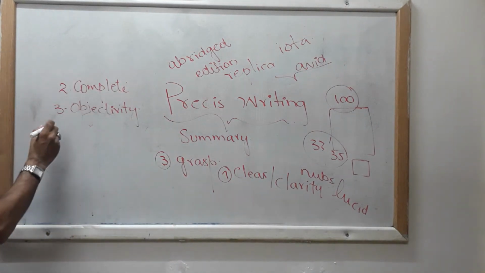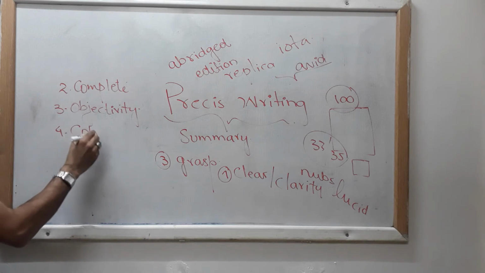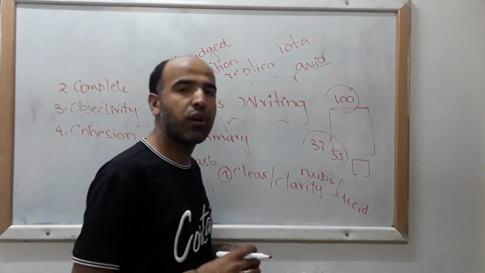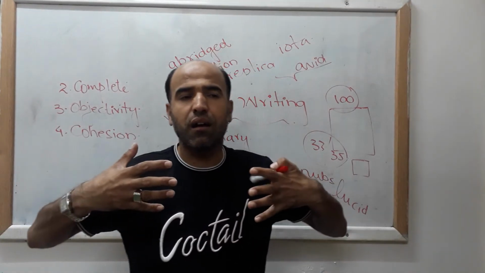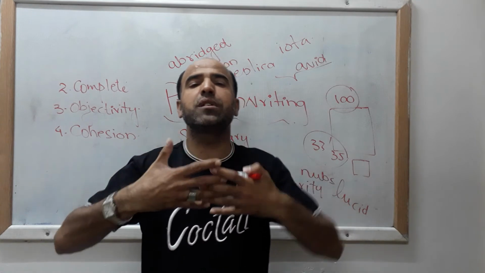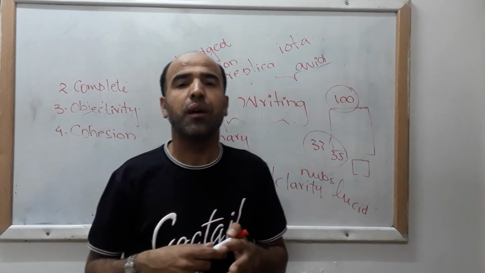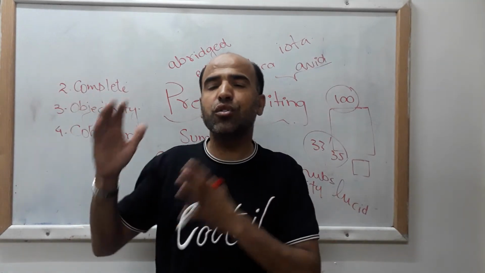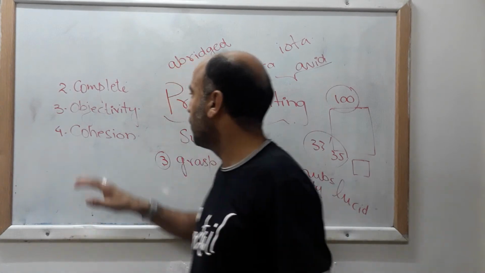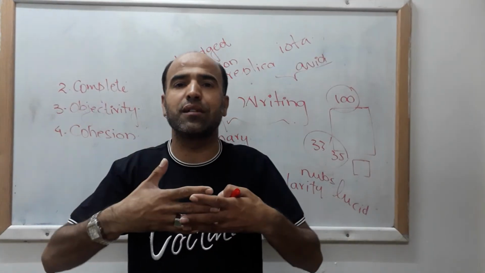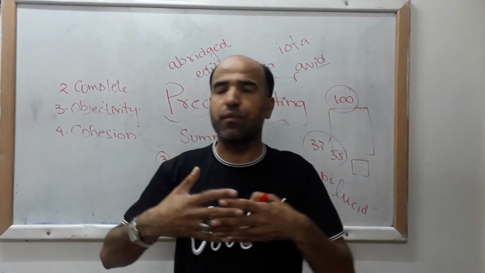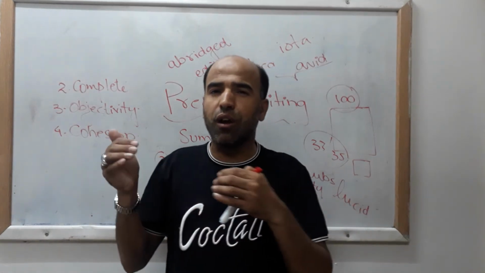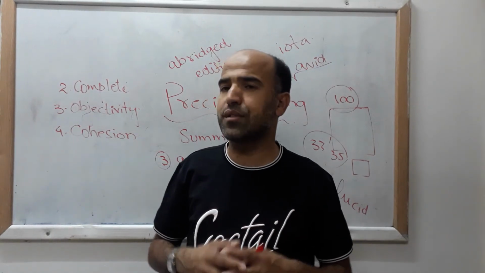Now, number 4 is cohesion. What is cohesion? Cohesiveness. Cohesion means there is a rational link between the sentences or the paragraphs. Whatever you are saying, or what you have been saying, there should be connectivity. This is a word, connectivity, among the sentences or the paragraph. Something you have started writing, there should be a rational or logical sequence between the sentences and the paragraph.